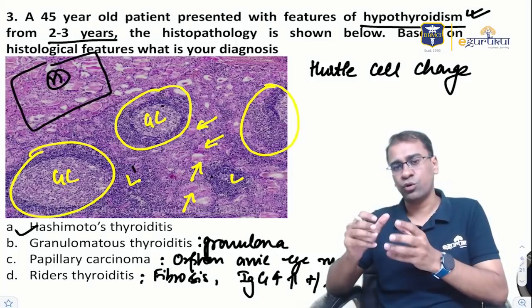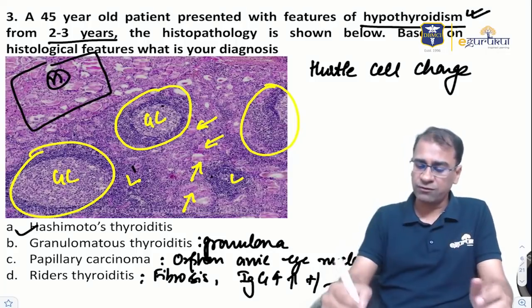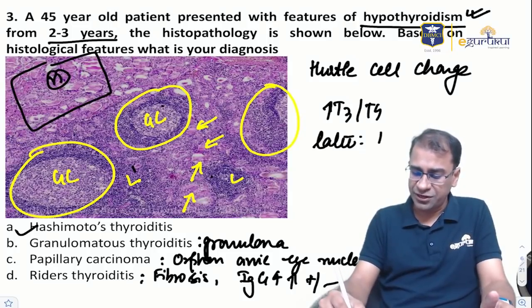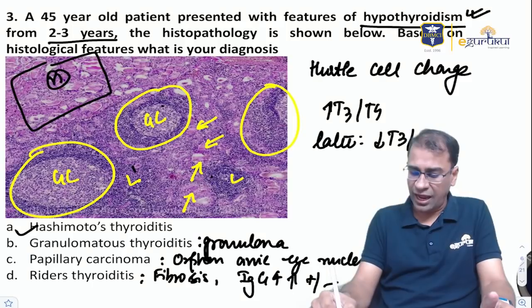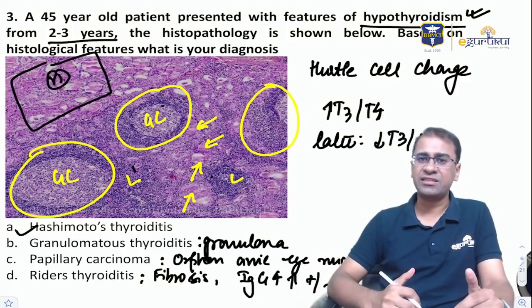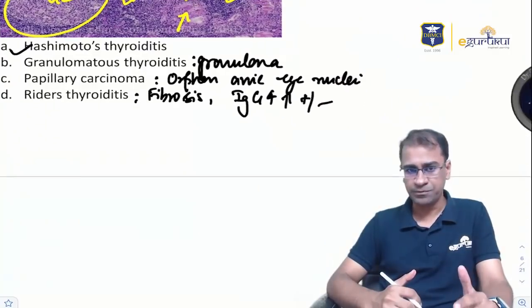Remember, in Hashimoto, what happens is that initially, because of the destruction of the gland, you see an increase in T3 and T4, but later on you see a reduction in the T3 and T4 levels. Initially an increase, and then a decrease in the T3 and T4 levels. Okay.